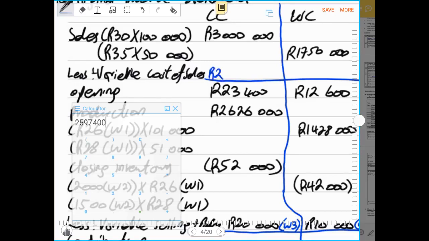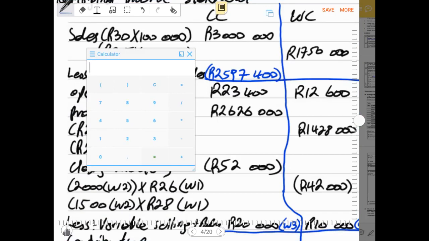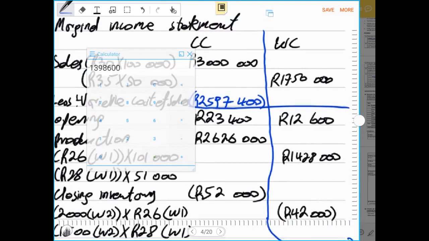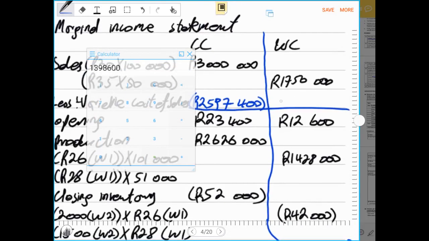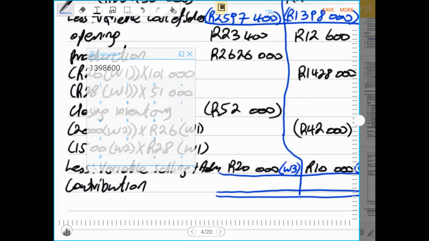I get a total of 2,597,400, and that is the opening. Then after, I will have 12,600 plus production of 1,428,000 minus closing of 42,000, and this gives me 1,398,000 rands.